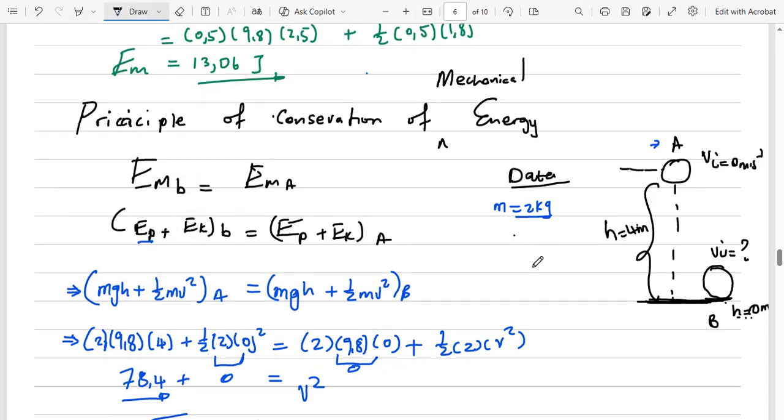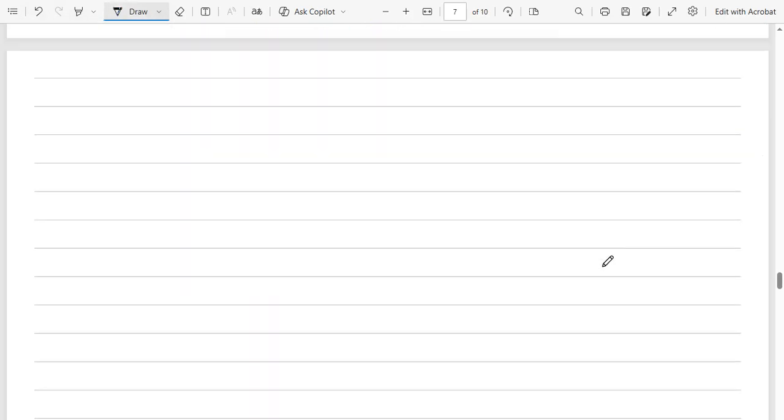In most cases in an exam, they will give you an object that is moving on an incline, like this, for example. So the object will move on an incline. Let's say it's going up. It starts with a V initial of 3 meters per second, and at this point, the height is 0. Let's call this point A.